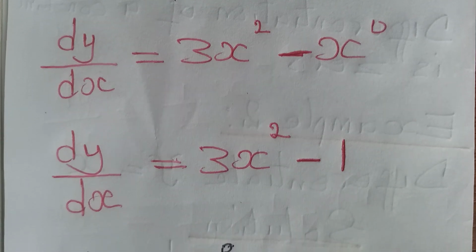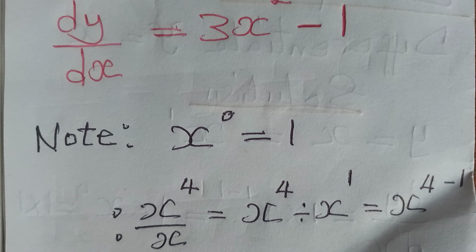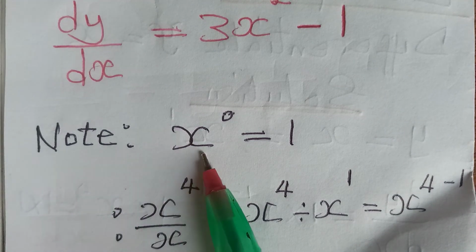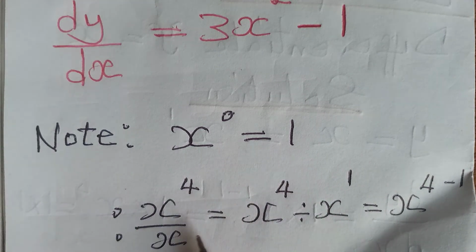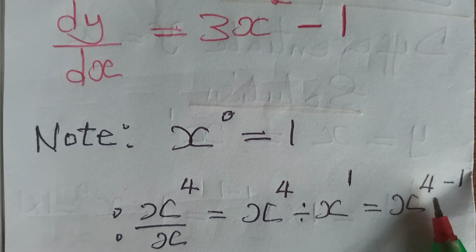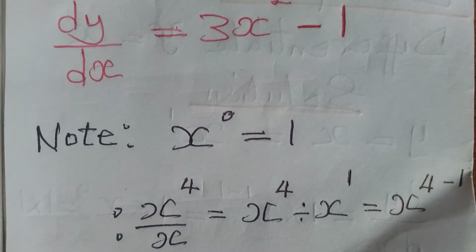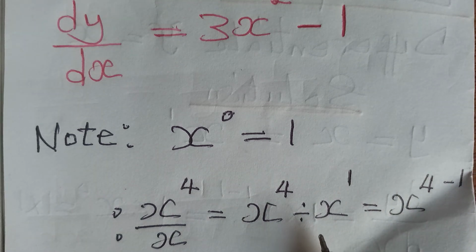Of course, there is this approach that we don't want to quickly forget. Remember that x raised to power 0 is 1, and then x raised to power 4 divided by x is the same thing as x raised to power 4 divided by x raised to power 1, which is equal to x raised to power 4 minus 1. That's the concept we showed earlier when we were in the second step of this example.